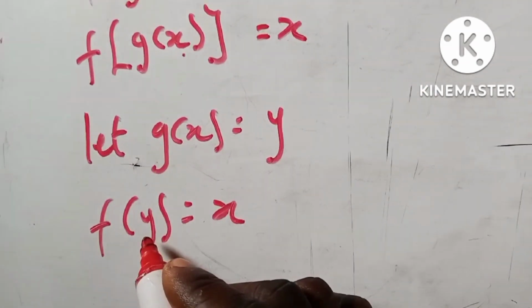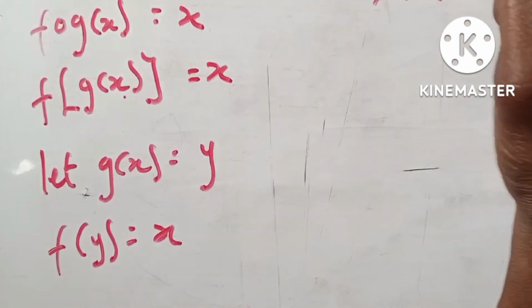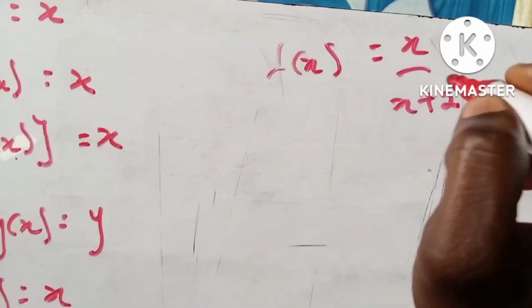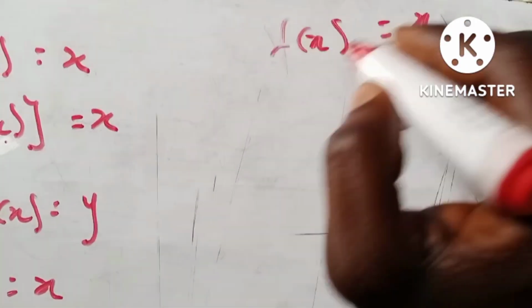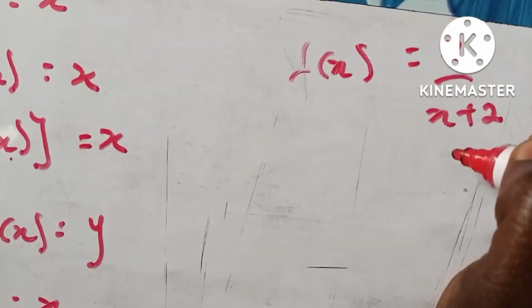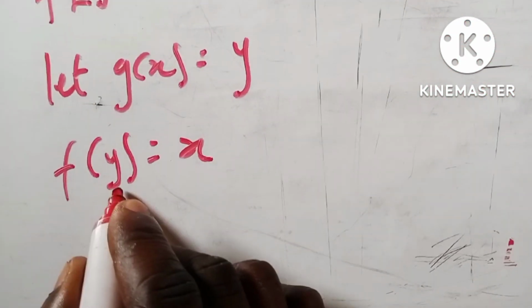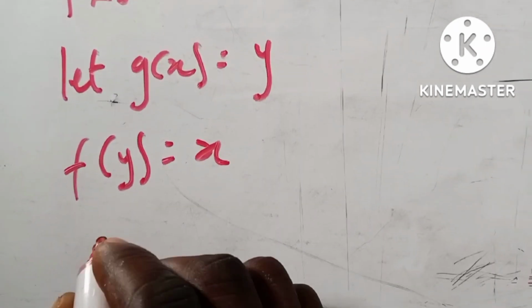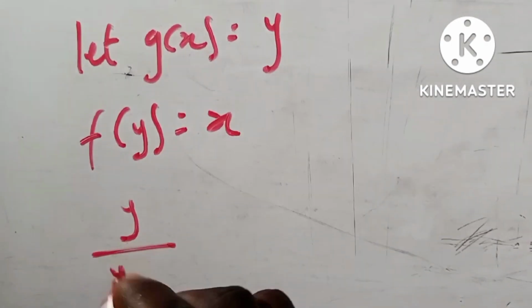Now, what is this function? From the first part, we have f of x that is equal to x over what? x plus 2. That is what we are given, right? So this is what we are given from the first part. You can go back to the beginning of this video to check this function here. Is that okay? So if you are given this one, then it means that f of y here is equal to what? That's y over what?